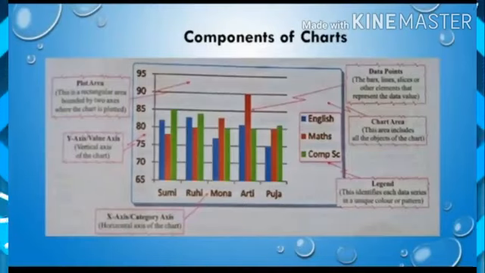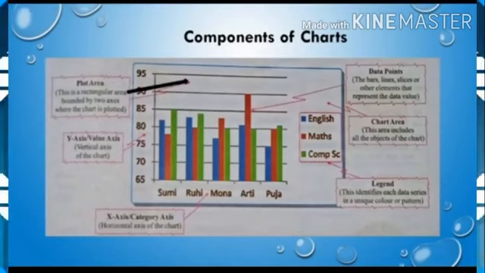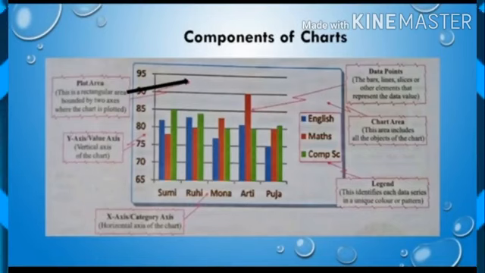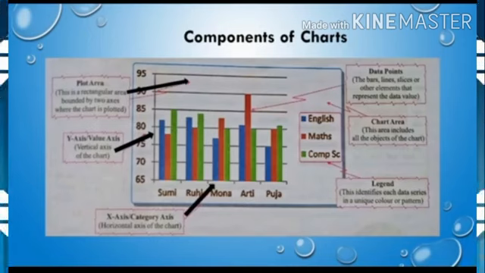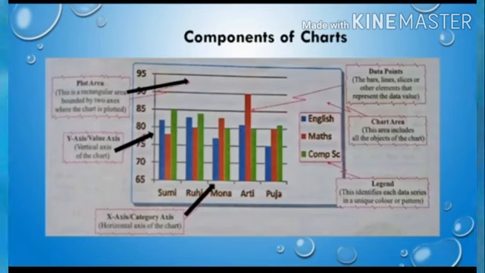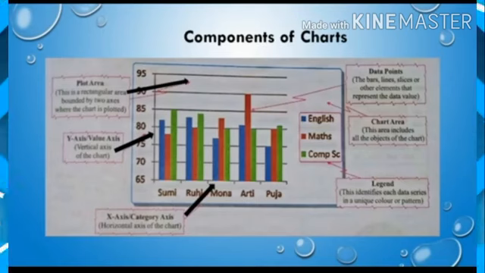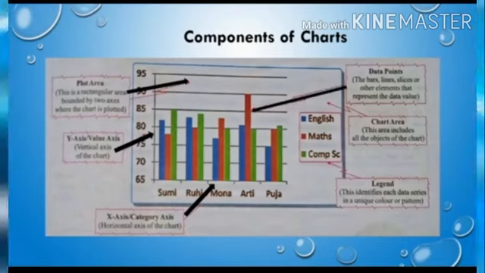Components of charts. The main components of charts are: first, plot area. This is the rectangular area within the chart area of the chart. Okay. Now the second one is y-axis, you can say value axis. This is the vertical axis of the chart along which the value of each data point is plotted. And x-axis, category axis, this is the horizontal axis of the chart on which each category is represented.